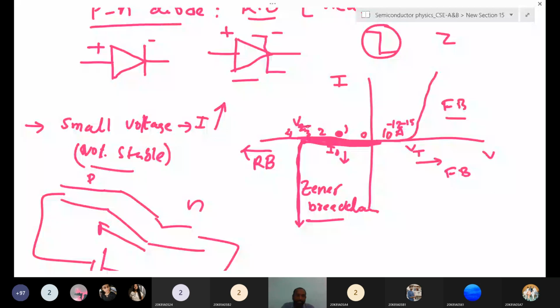Okay, the applications: you can use it in voltage regulators, if you want to protect meters you can use it there, and also for testing voltmeters. These are some applications.